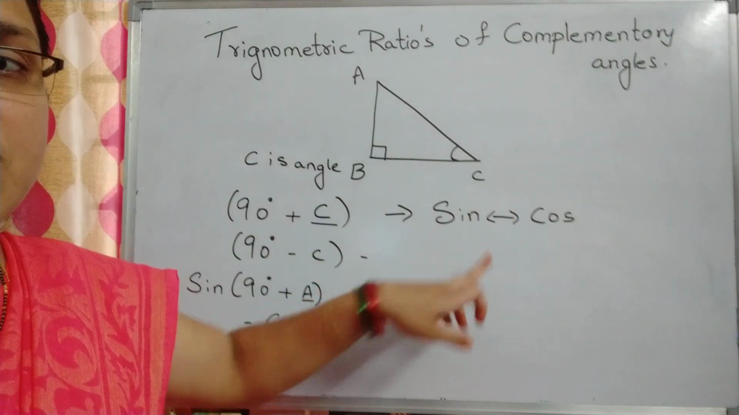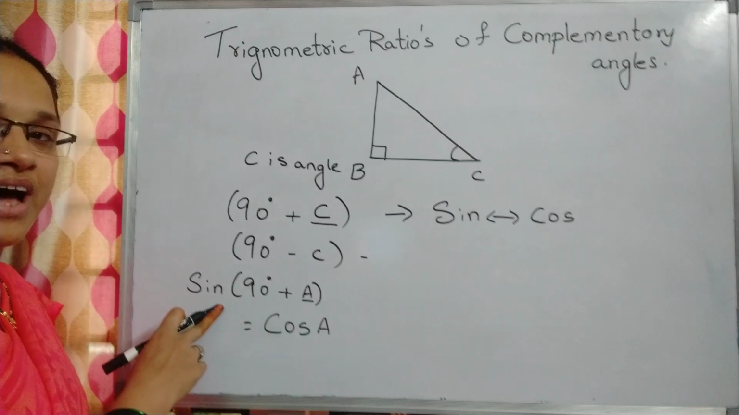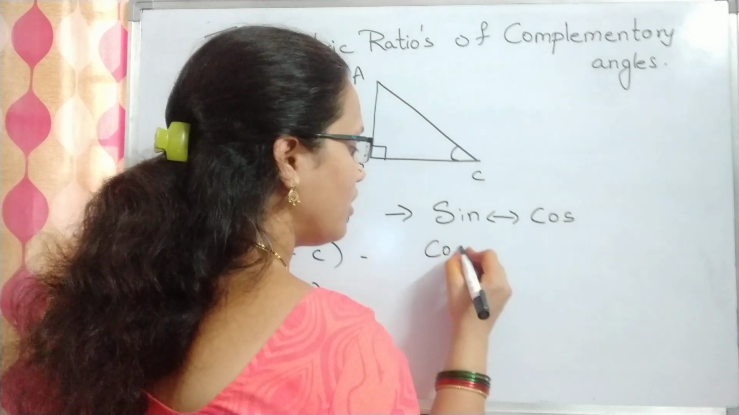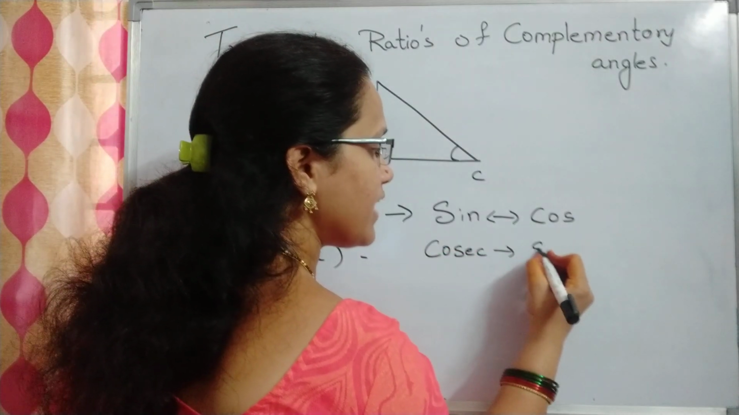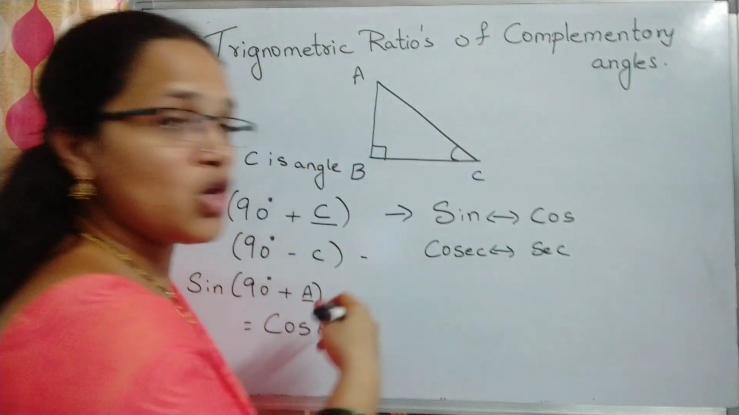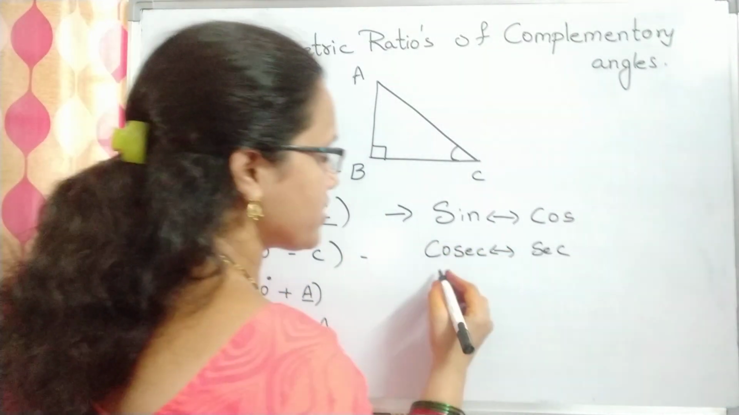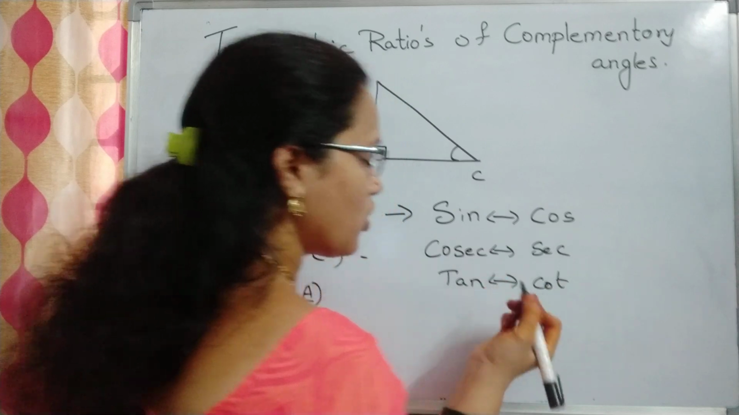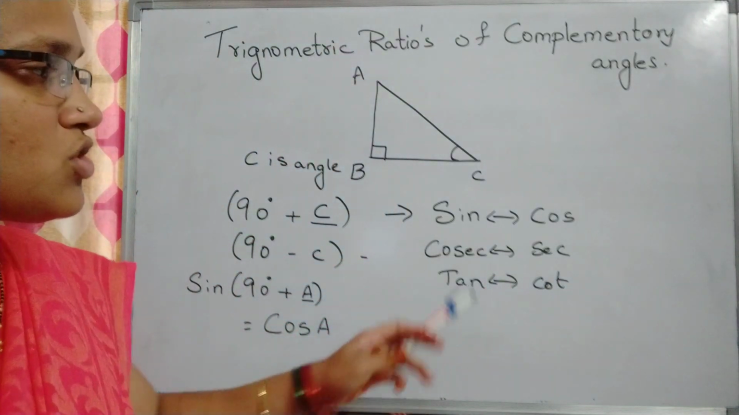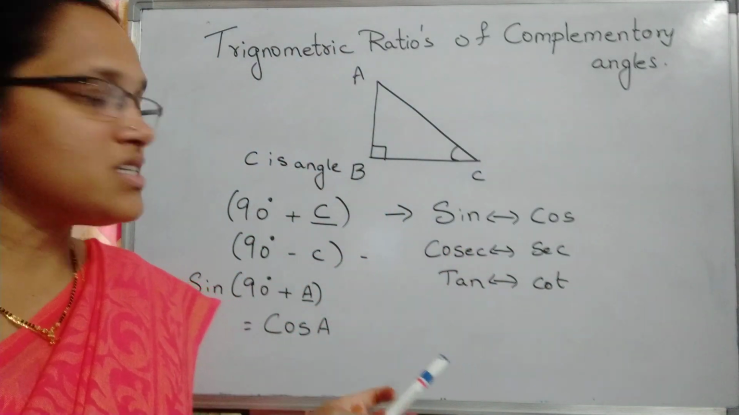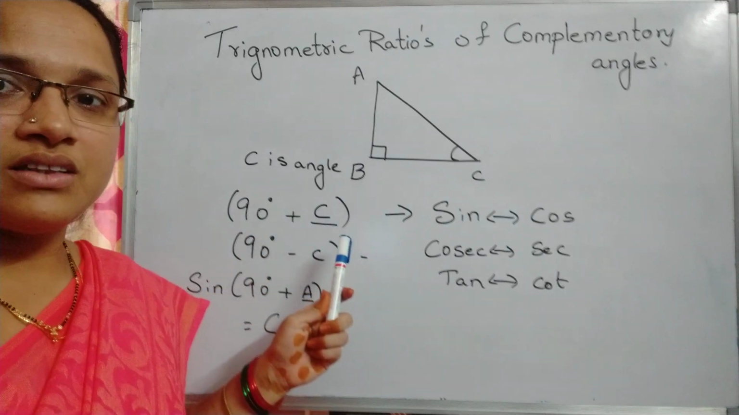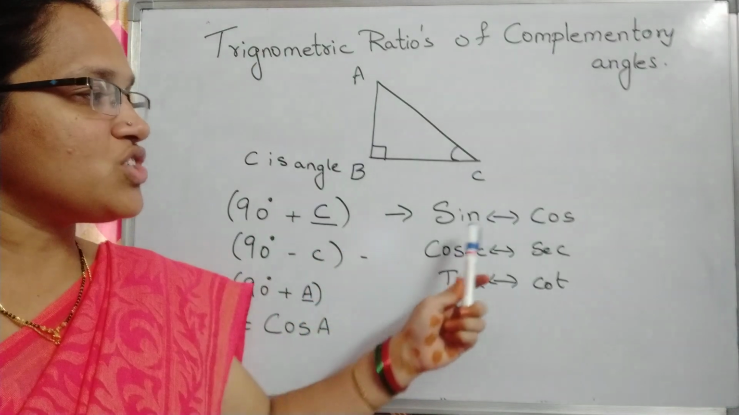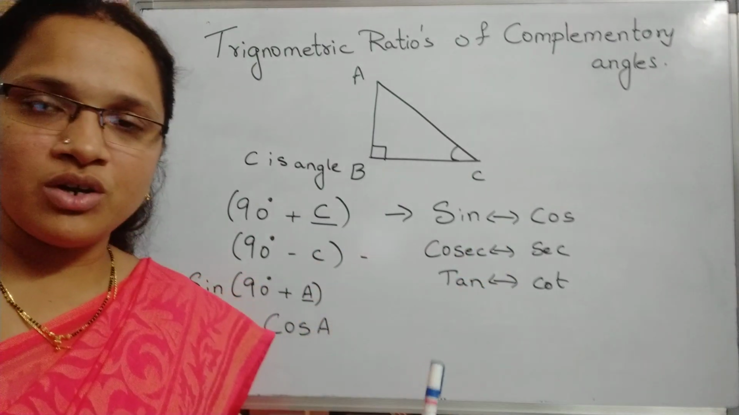Why did I keep two-sided arrows? It means if you have cos, you will get sine. In the same way, cosec will change to secant and secant will change to cosec. It is a vice versa process, and tan changes to cot and cot to tan. So these are called changing angles, when they are 90 plus theta or 90 minus theta. If they are in these two types, the angles will change like this, children. Do you remember this?